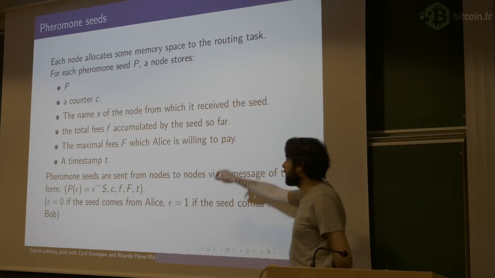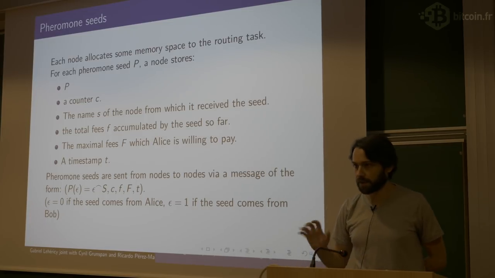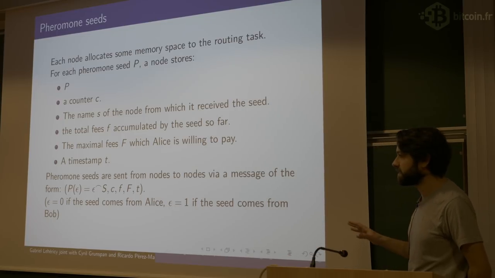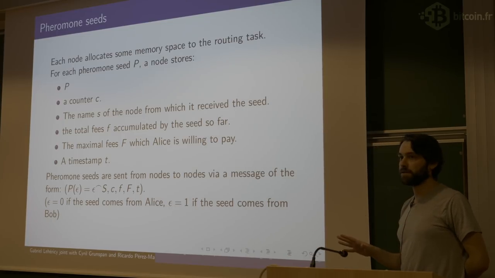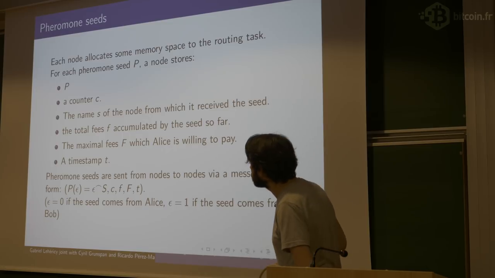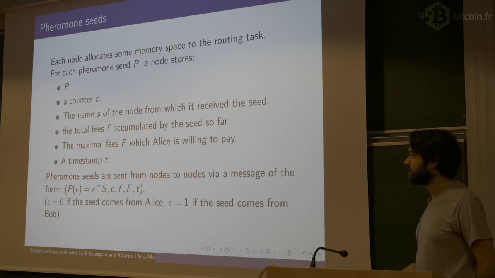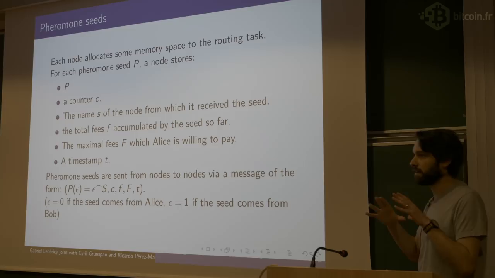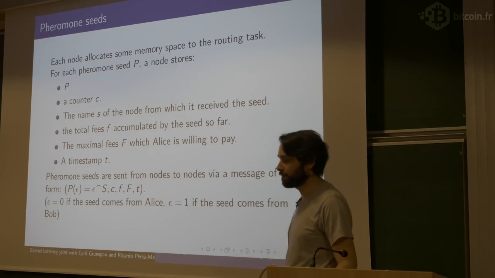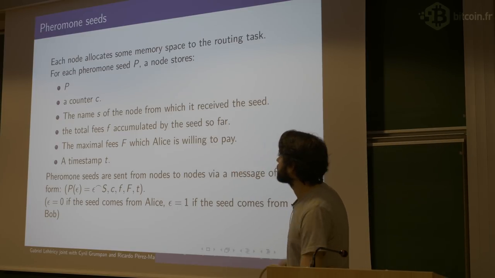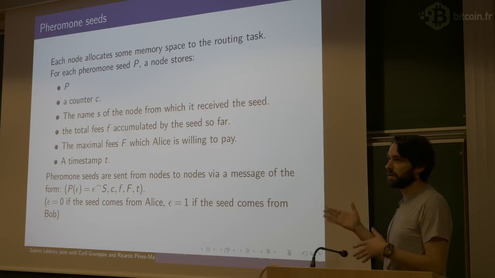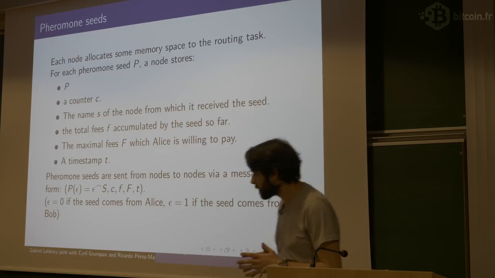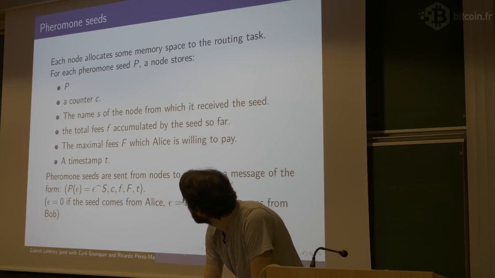Oh, and yes, timestamp. They also keep a timestamp which is associated to each seed. This is because the seeds, after some time, need to be eliminated, right? Because you want to keep the memory space as small as possible. Regularly you have to clean the memory. You have to remove seeds which are too old, which is why you keep a timestamp.